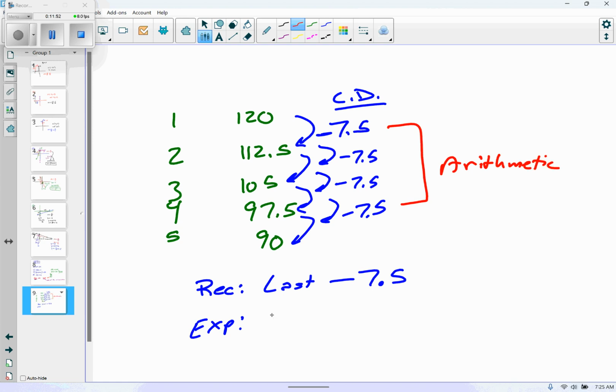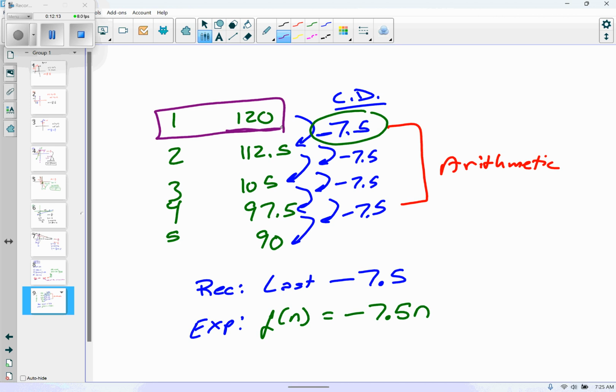All right, so we're going to use this value. So I'm going to go f at n equals negative 7.5 n, and then my starting value is this. Let's see if we can make this work. Plus 120. Okay, so think about this. If I were to take this 1 and plug it in right here, do I get that 120? The answer is no. Remember, it's pointing down 1.